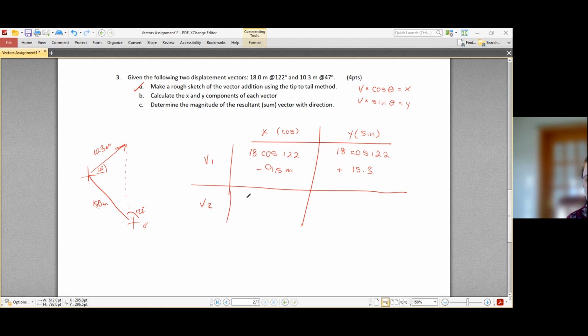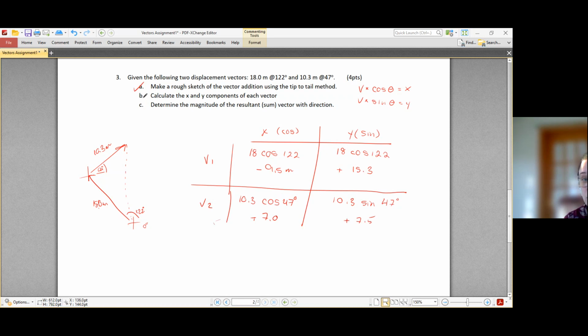Now for vector 2, we have 10.3. Same thing, cosine of, in this case, 47 degrees. Now, 47 is in the positive X, positive Y quadrant, so we should get a positive X and a positive Y. Cosine of 47, if you put that in your calculator, times 10.3 is going to give you a positive 7.0. If I do the same thing for Y, I'm going to have 10.3 sine of 47. And we get a positive 7.5.